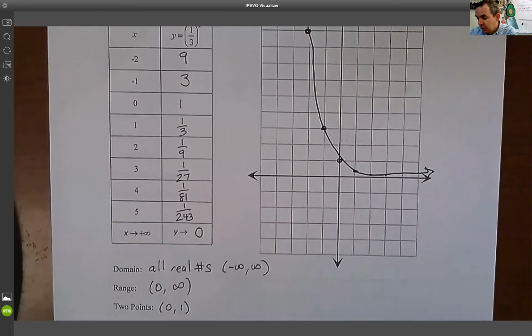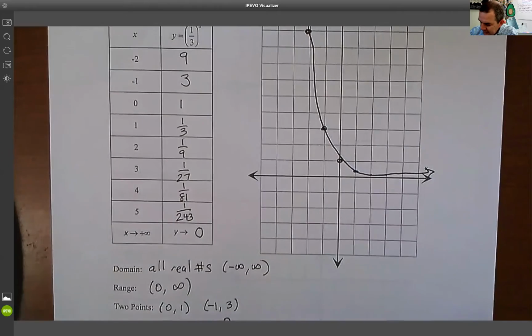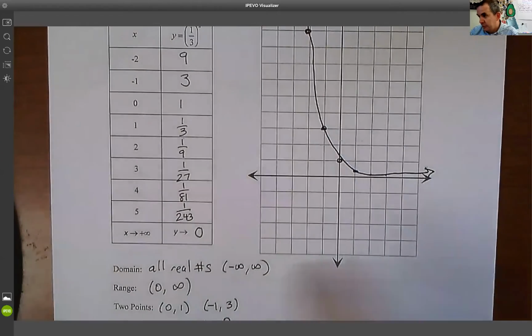What I want to do is pick one other point. In this case, the one is not tremendous, but you could use it. I would probably use -1, 3 because it gives me integers. And as you notice, the horizontal asymptote, again, is going to be y equals 0. This graph shows exponential decay because f of x is decreasing as we reach the right.